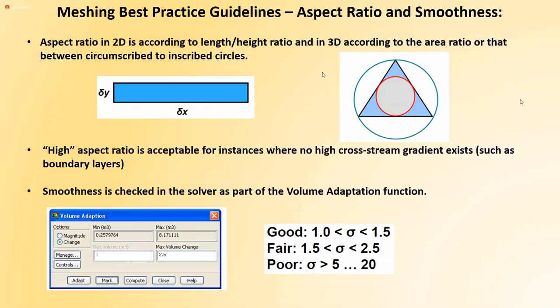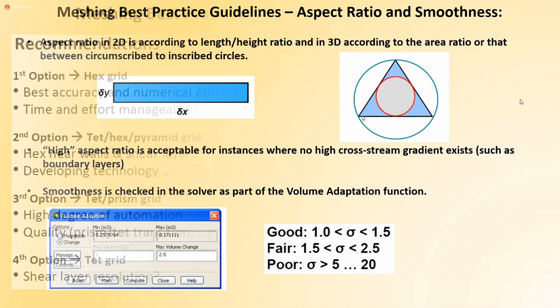The same with aspect ratio. Aspect ratio usually doesn't mean too much, because of course you're going to get high aspect ratio inside the boundary layer. It's not so good to have a high aspect ratio elsewhere. I mean, we'd like some smoothness in the flow. So having cells inside, like a jet, with high aspect ratio doesn't make sense, and it's also not going to happen.